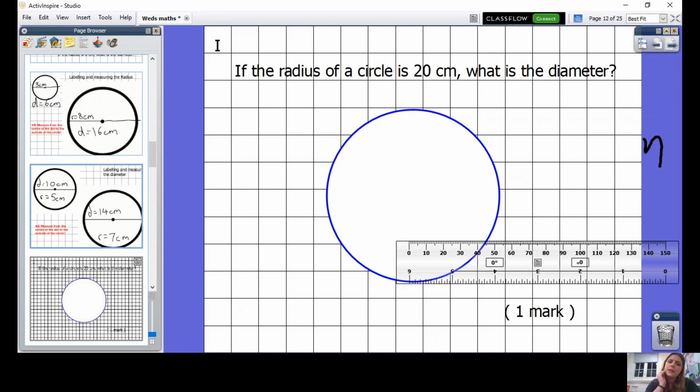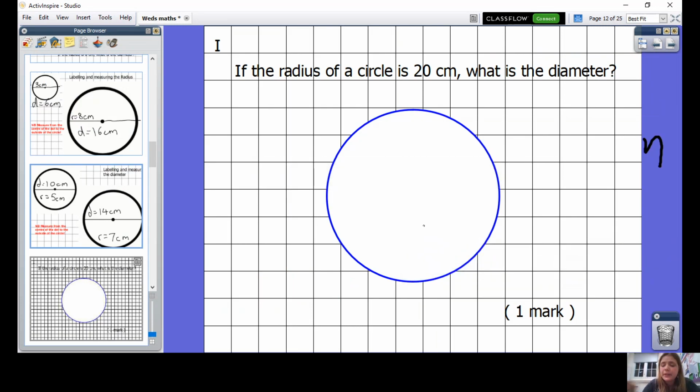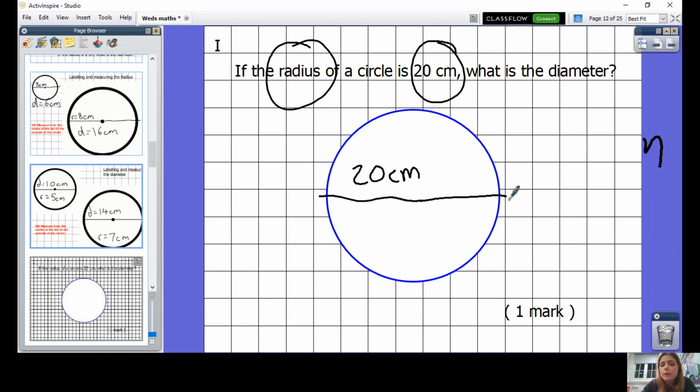Okay, we're not going to need the ruler anymore, and remember, if you have a ruler at home, you'll be able to use it for this piece of work when we get to the independent work later. Right, in this one, we don't need a ruler because we're told what the radius is. The radius of a circle is 20 centimetres. What is the diameter? I need to remember the radius is the shorter one. So if the radius is 20 centimetres, the diameter will be double that. The diameter is going to be 40 centimetres.